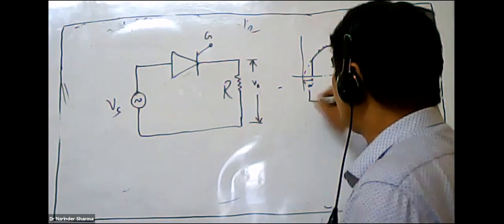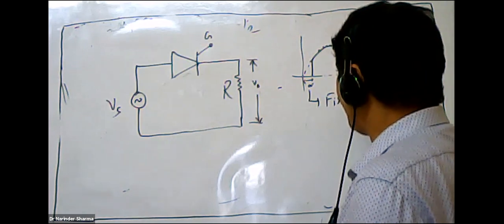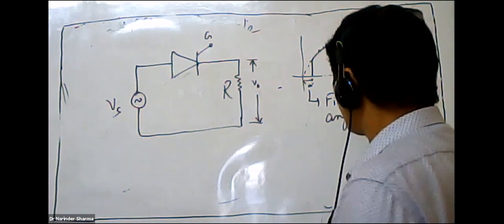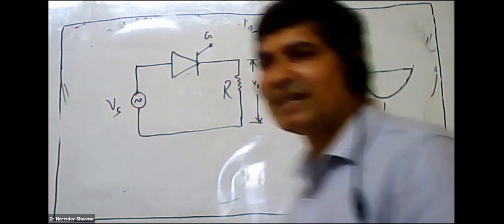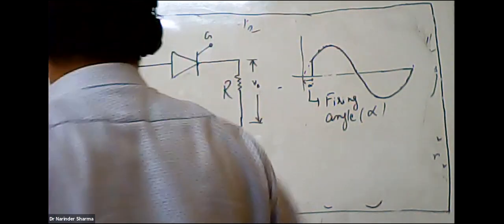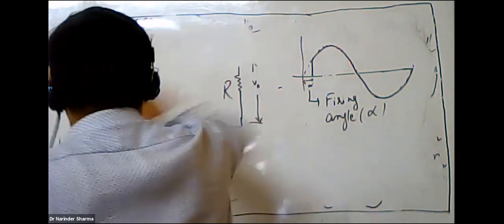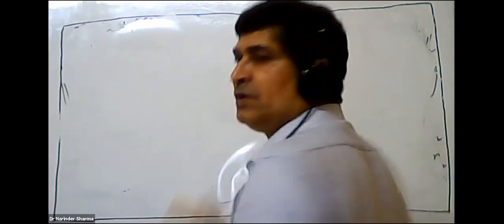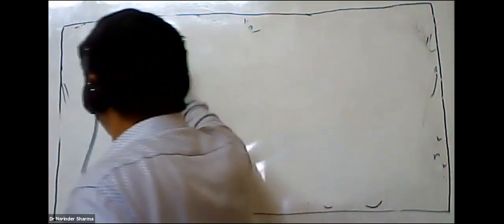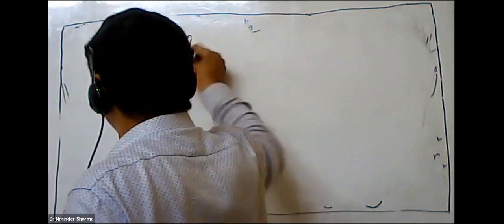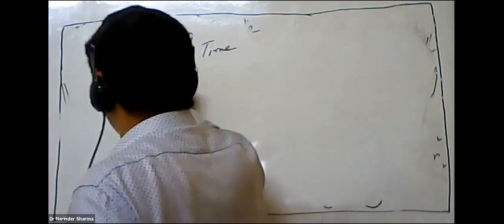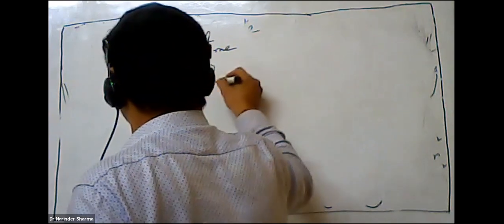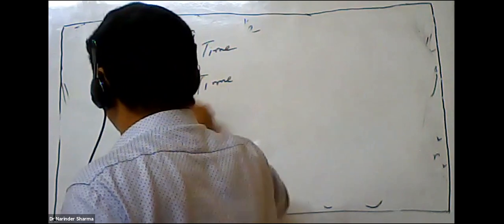This is the firing angle alpha. Now there is a turn off switching characteristic. It has been classified into 3 types: storage time, fall time, and tail time.